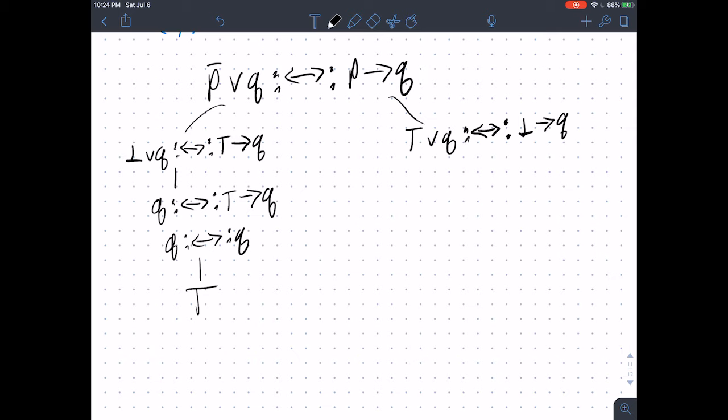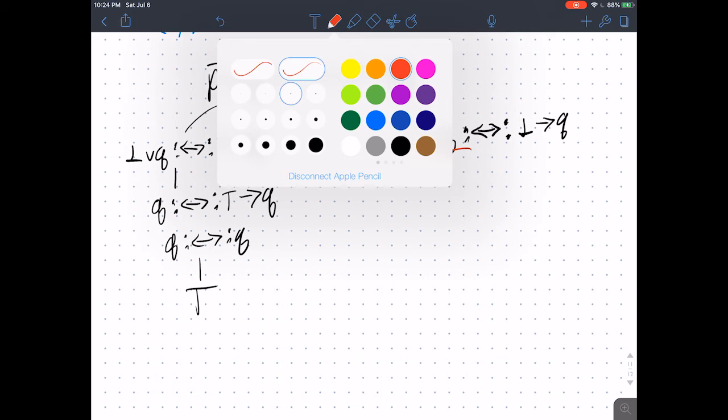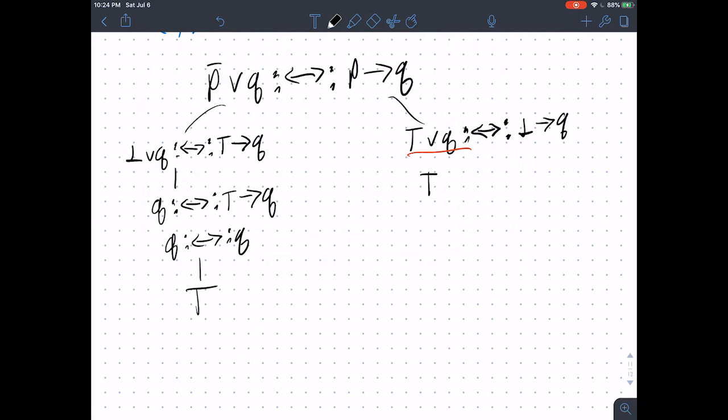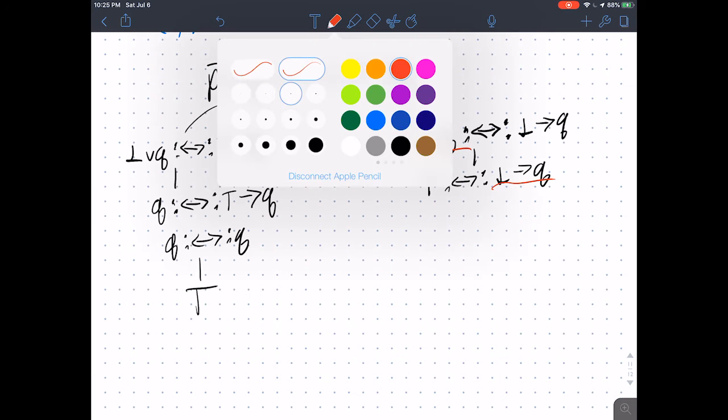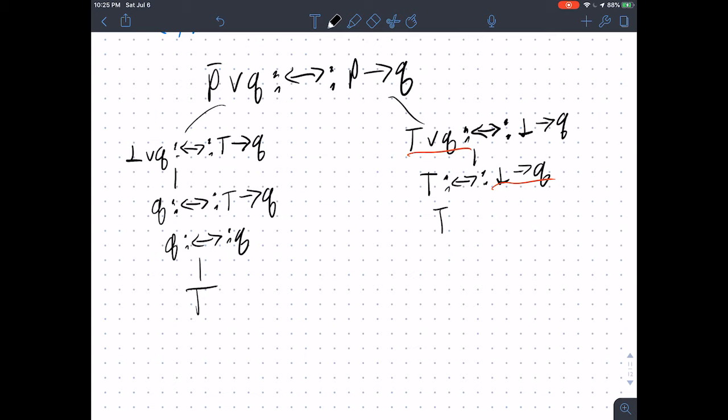So the right side: first we reduce an alternation with a true component to true, so let me draw my thing, true, if and only if, false, therefore Q, right? The second thing we do is we reduce a conditional with a false antecedent to true, so we get true, if and only if true, right? True. So those two are equivalent.